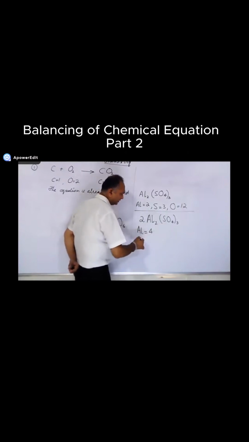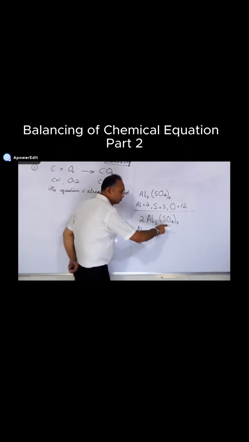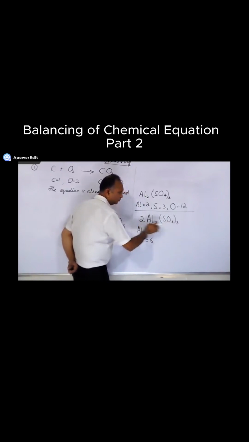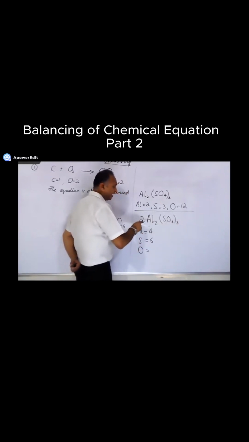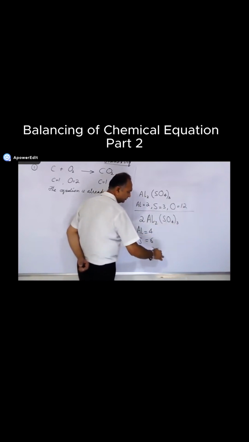Okay, now sulfur. What is the subscript here? 1. So you will multiply 2 1s are 2, and then this number 3, 2 3s are 6. And finally the oxygen. What will you multiply? 2 by this subscript and then by the next number. So it will become 2 4s are 8, 8 3s are 24.